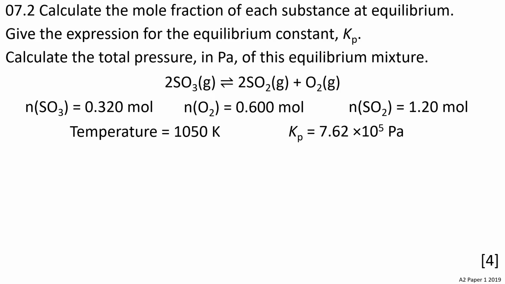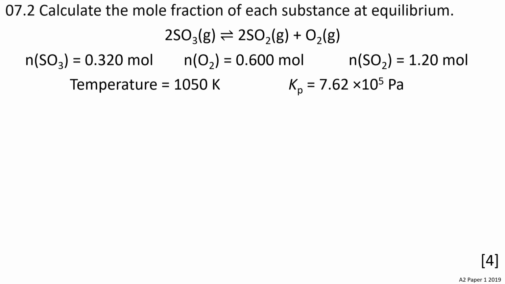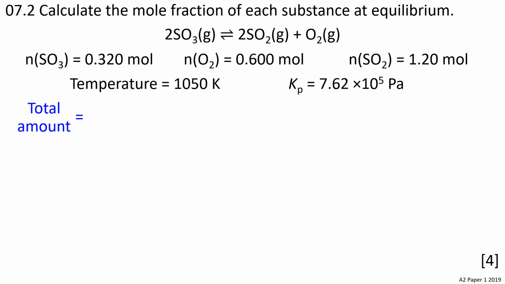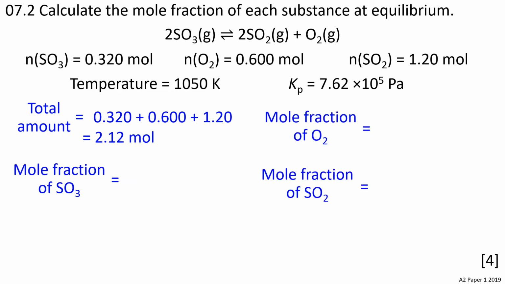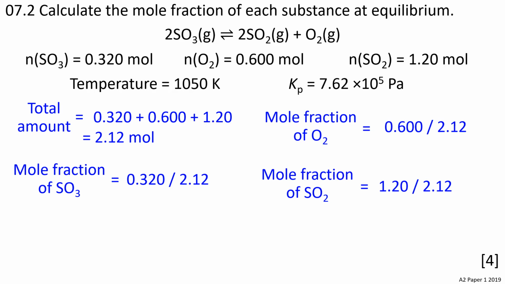So we can work out the mole fraction for each substance first of all by working out firstly the total amount, 2.12 moles, and then we divide the amount of each of the substances by the total amount to give us the mole fractions. So the mole fraction of the 3 substances in the equilibrium are given by the amount of each substance divided by the total amount, and I've kept those to 5 significant figures.